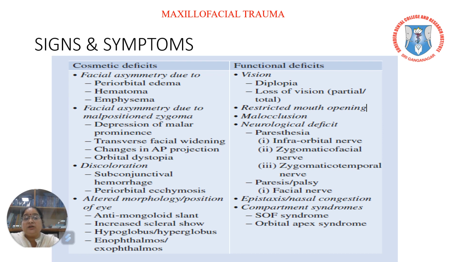Or loss of vision can be there, that can be partial or total depending on the type of fracture. Restricted mouth opening is there, then malocclusion can be there. Neurological deficit, as the fracture line passes through the various sutures, that is the infraorbital foramen area, then we can have infraorbital nerve paresthesia, or we can have zygomaticofacial or zygomaticotemporal nerve paresthesia. Or if there is some displacement or some trauma near the facial nerve area, the patient can have facial nerve palsy.